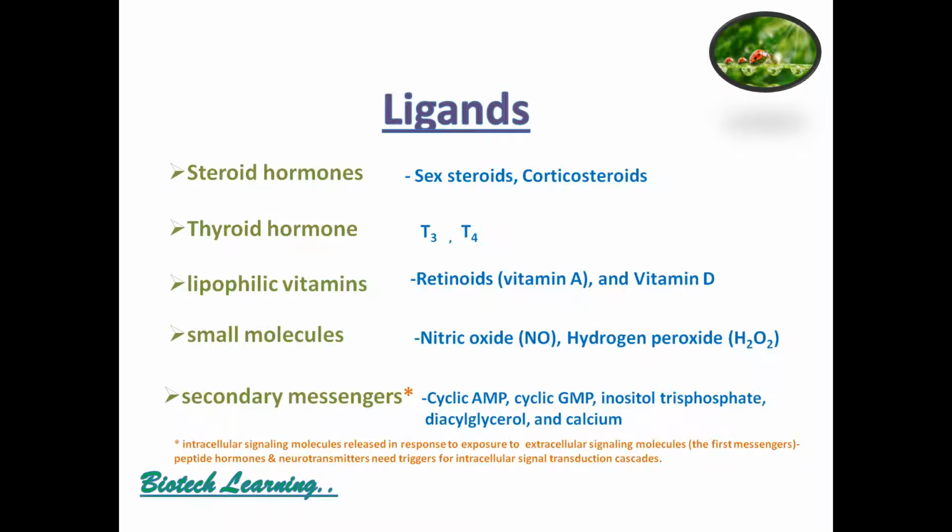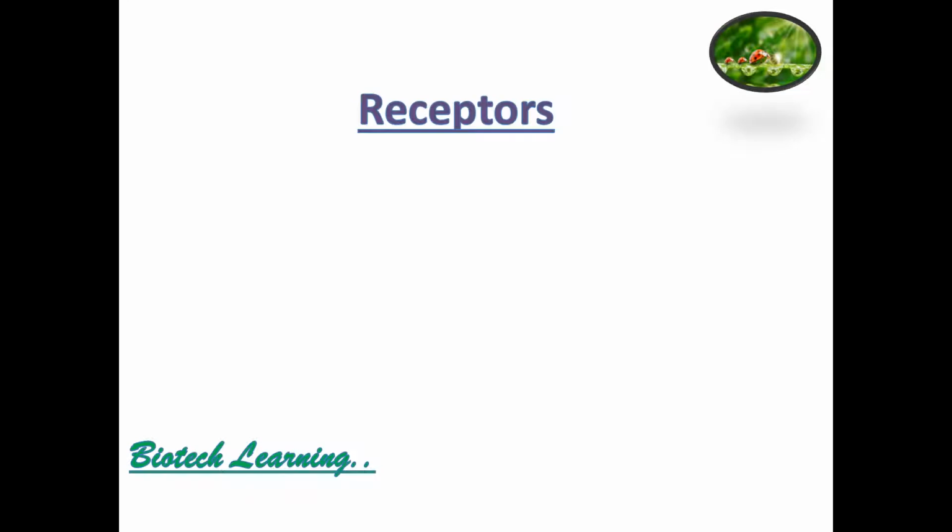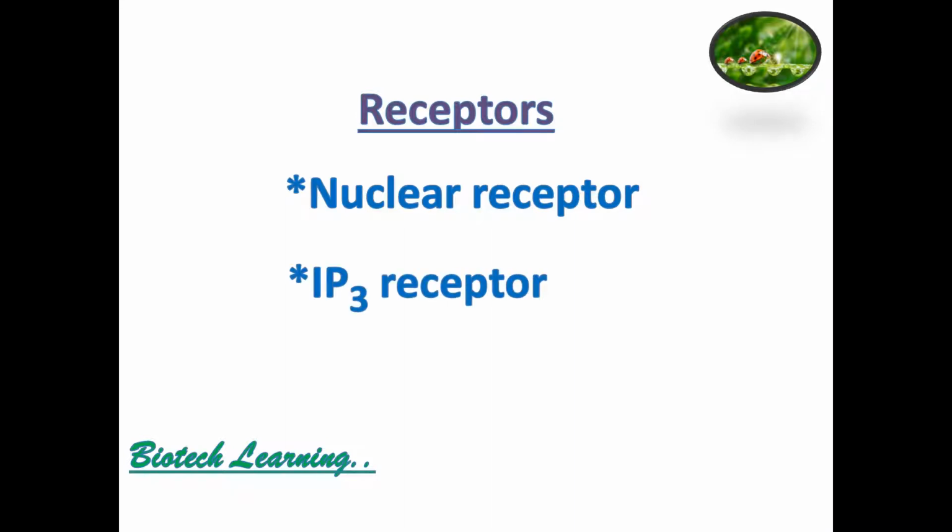Now let's see the type of receptors. Receptors are mainly of the type nuclear receptor. These are basically transcription factors. Another type is the receptors present on the membranes of the intracellular organelles like the IP3 receptor, especially on the endoplasmic reticulum.